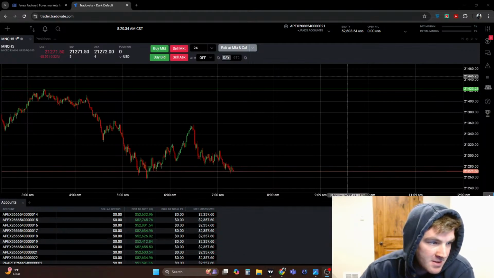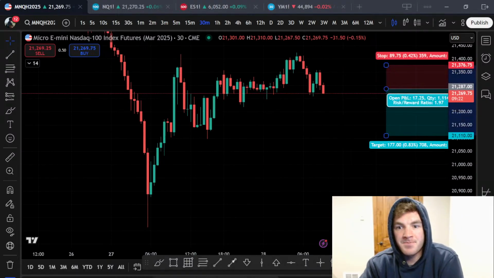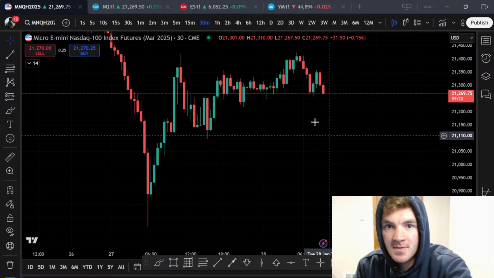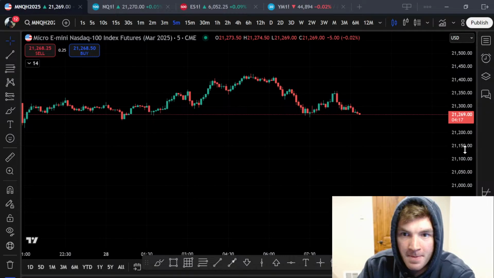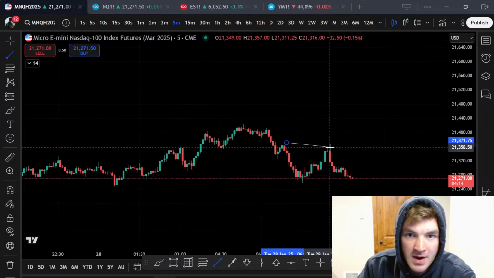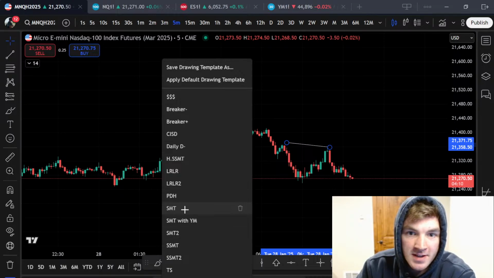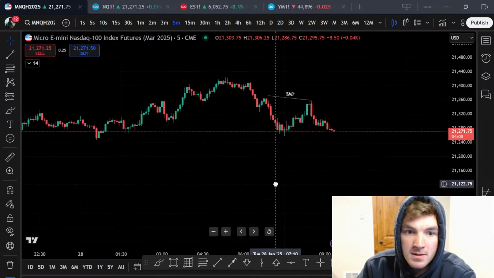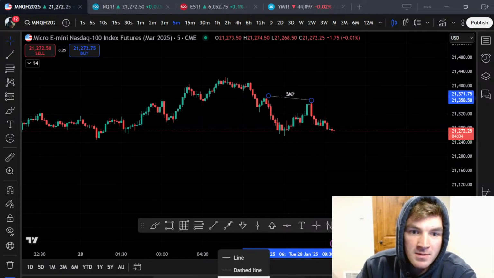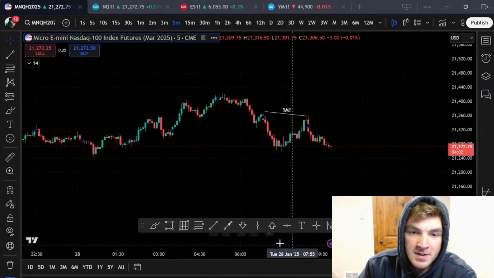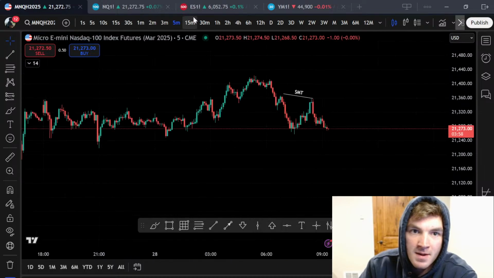Let's move this back to the other screen. So, yeah, this is essentially what I'm thinking, right? We have SMT with this high, in line with a 2-hour inversion. Standard deviations all line up. I think this is all pretty good. This is a 2-hour inverse fair value gap.